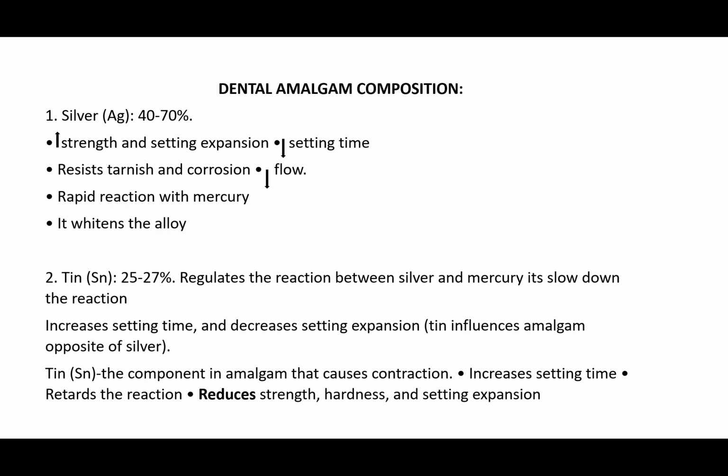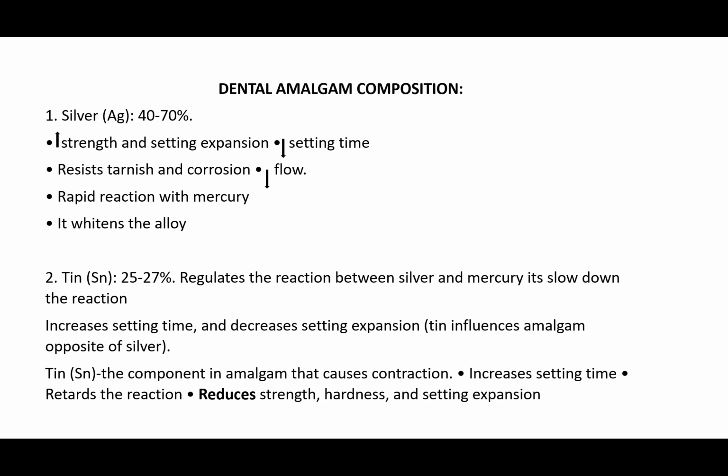Silver is to increase strength and decrease flow. It reacts rapidly with the mercury. It whitens the alloy. It resists tarnish and corrosion. It increases setting expansion and decreases setting time. So we add it to increase strength, to decrease flow, and to resist tarnish and corrosion.